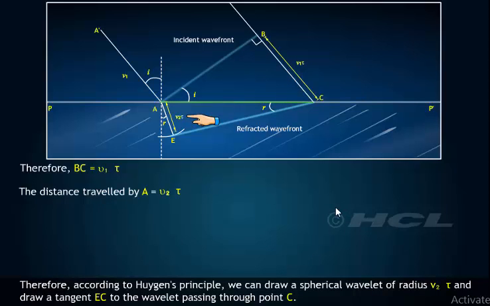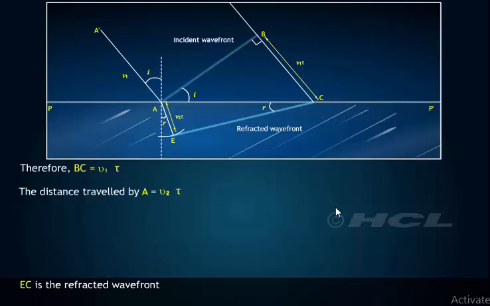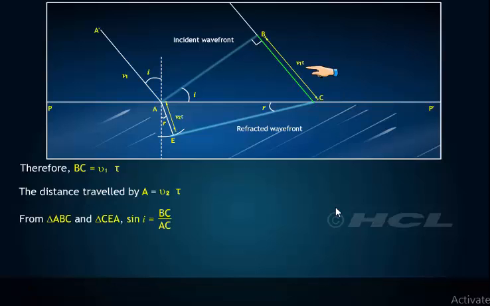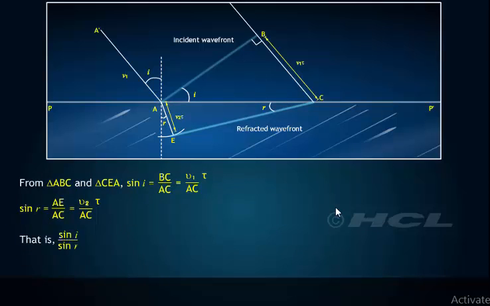Therefore, according to Huygens principle, we can draw a spherical wavelet of radius V2t and draw a tangent EC to the wavelet passing through point C. EC is the refracted wavefront. From triangles ABC and CEA, sin i equals BC by AC equals V1t by AC. Sin r equals AE by AC equals V2t by AC. That is, sin i by sin r equals V1 by V2. That is, sin r V1 equals sin i V2.